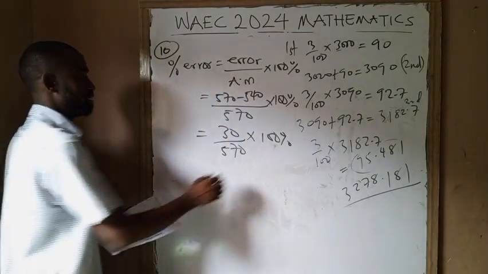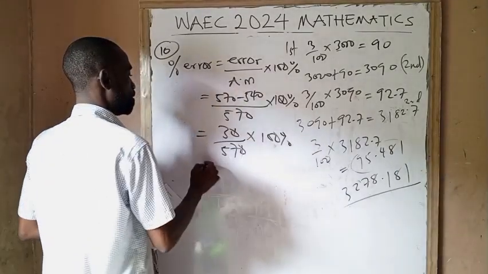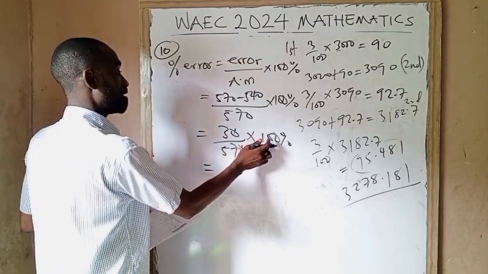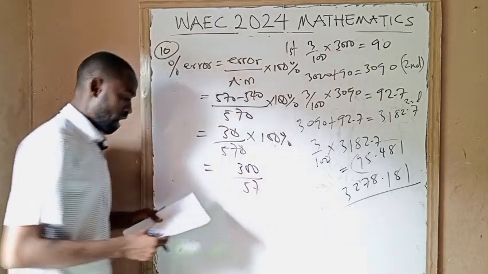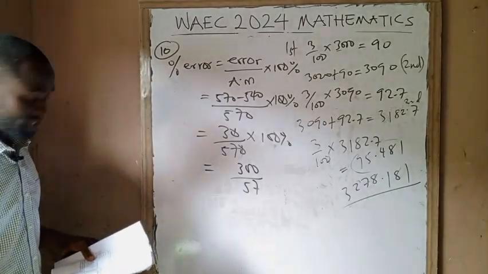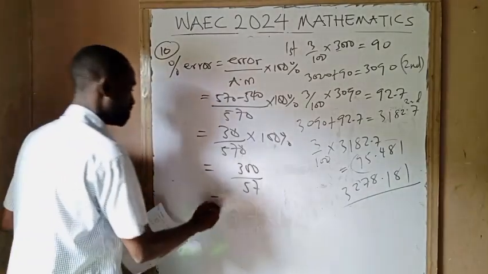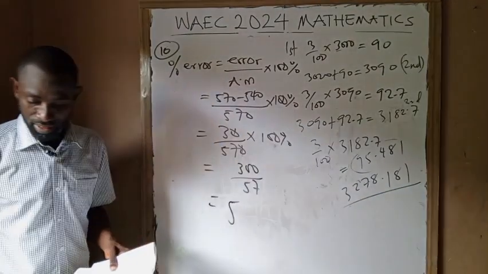So what do we have here? This is 0, we cancel out this 0. So we have 300 over 57. How many 57 can we see in 300? I think this should give us 5, 5 as a whole number, with a remainder.